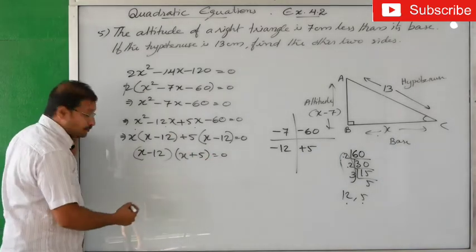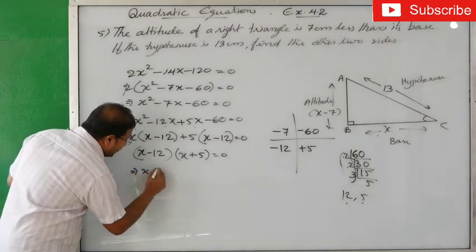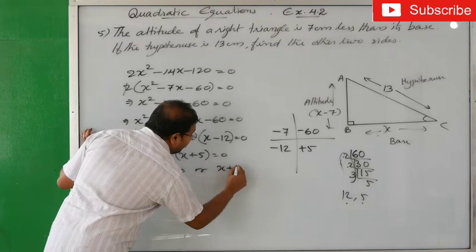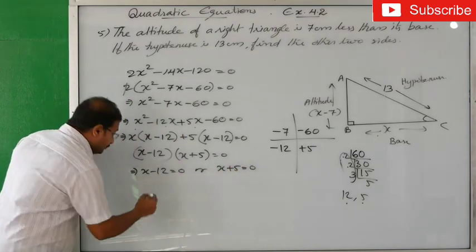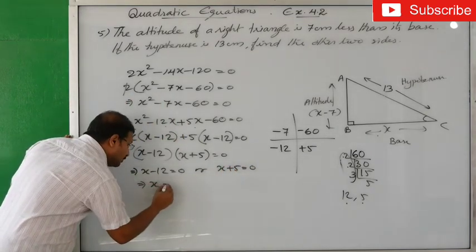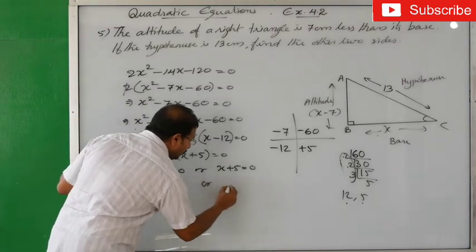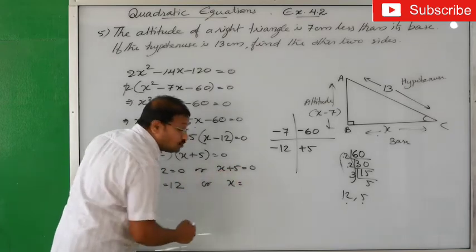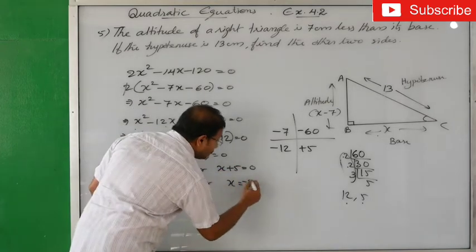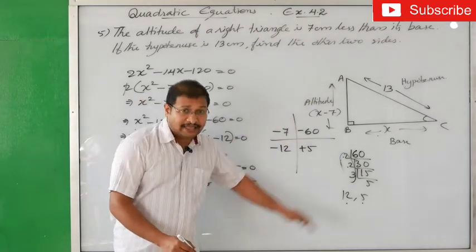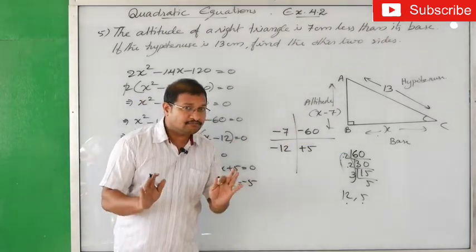This implies x minus 12 equal to 0 or x plus 5 equal to 0. This implies x equals 12, as minus 12 goes to the next side as plus 12, or x equals minus 5, as plus 5 goes to the next side as minus 5. But we know that the measurement for the altitude or base, we are not going to take as minus, isn't it?